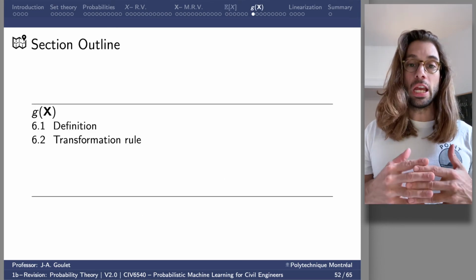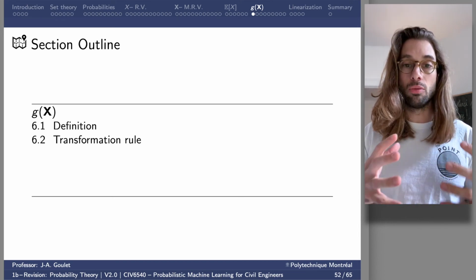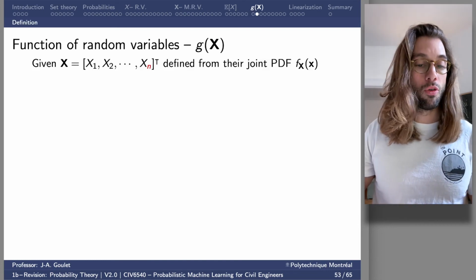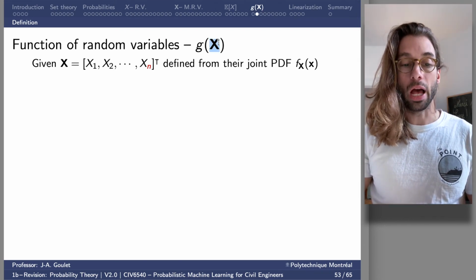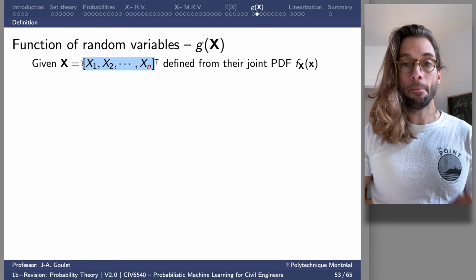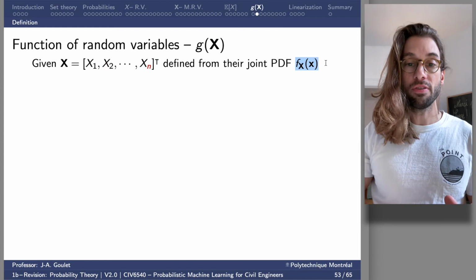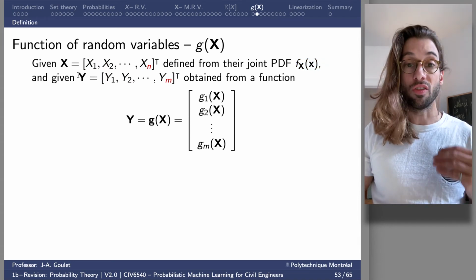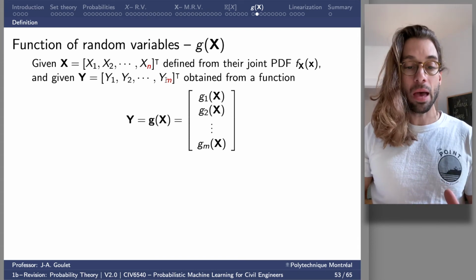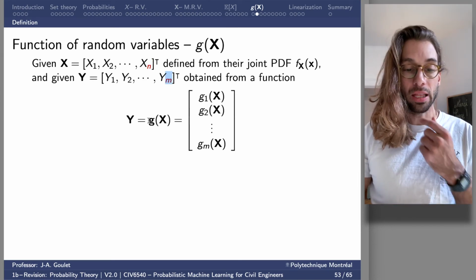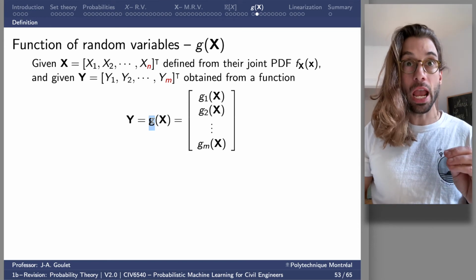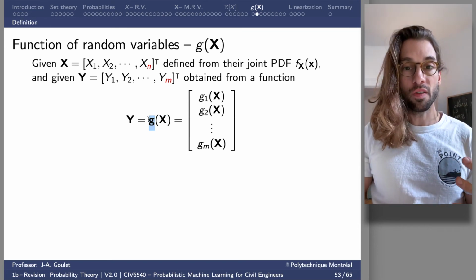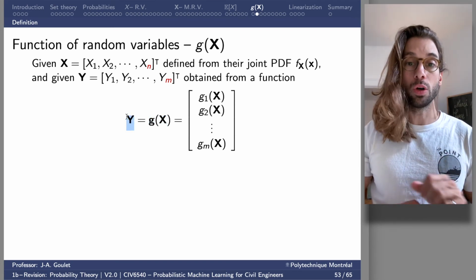Now let's look into functions of random variables. We're going to look at how we define those and what rules we can apply. So let's consider a deterministic function g of random variable X. We have a vector of n random variables, described by their joint PDF f of x. Then we have a vector of outputs, described by a vector of m random variables. So we have n inputs and m outputs. Here we have a multivariate deterministic function that takes X as input, and even if g is deterministic, if I have a deterministic function of random variables, by definition the output is also going to be a random variable.